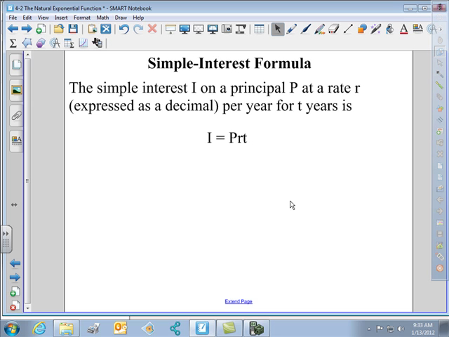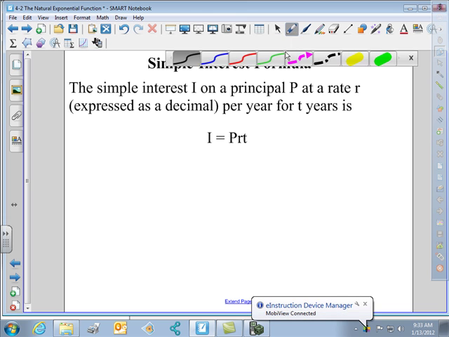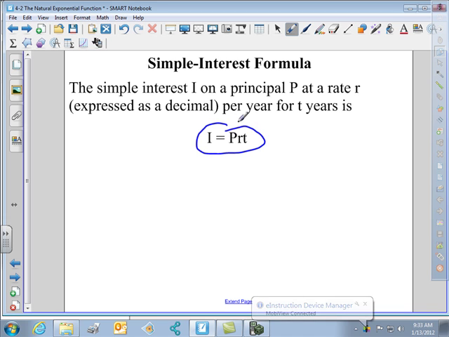I'm going to start off with, there's a lot of things in the sections that go back to some things that you've done in the past. This first is a simple interest formula, and you should probably write this down. The simple interest formula is I equals PRT, where I represents interest, P represents the principal amount, an amount of money, at a rate which is R and is expressed as a decimal per year for T years. So again, I represents interest, P represents principal amount, R represents the rate written as a decimal, and T represents time in the number of years.